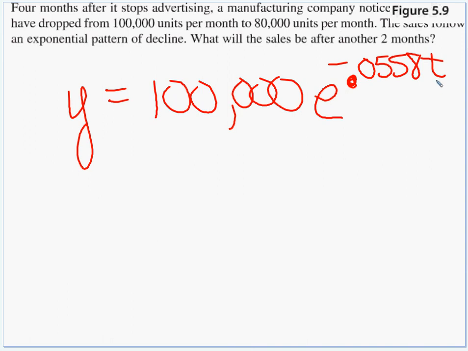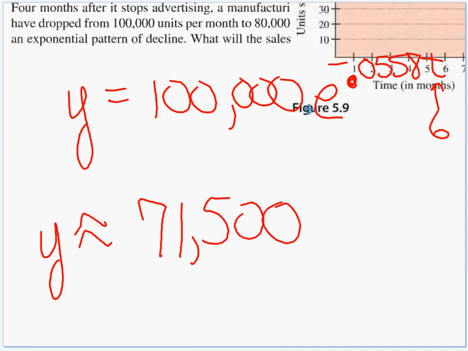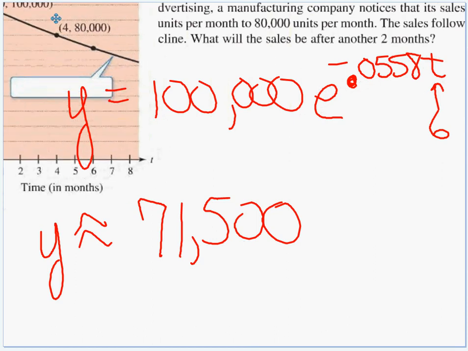or again, that's what time is 6. So we put a 6 in for t, and you punch that in on your calculator. Y is approximately 71,500 units. And that makes sense because our sales are declining. We've stopped advertising. Here after 4 months, 80,000. As 2 more months go by, we're definitely going to be selling less if we're not advertising.